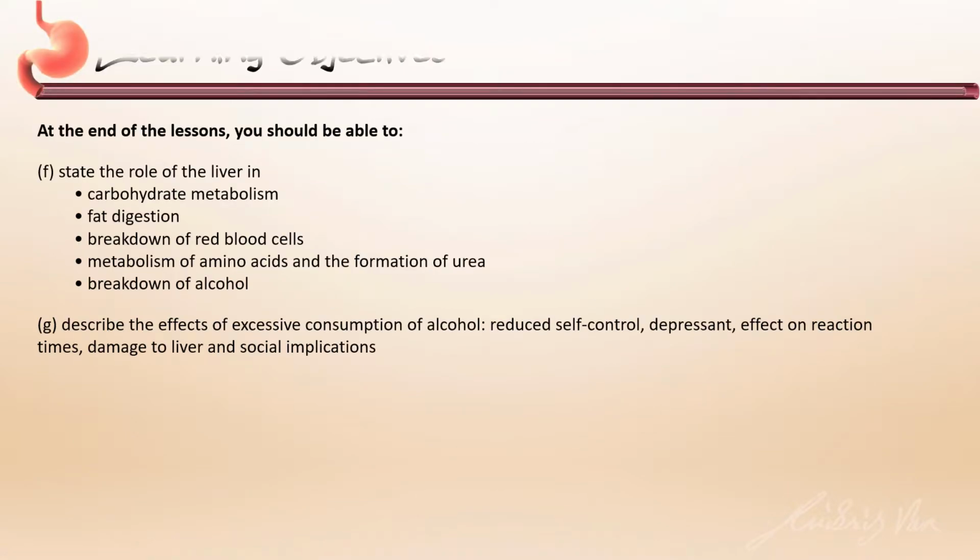Now, let us take a look at what the syllabus requires you to know. First, it is carbohydrate metabolism, which we will go into further detail in another chapter later down the road. But we will quickly go through this as it is inside your textbook for this chapter. Liver is also involved in something that you have learned, which is fat digestion, breaking down of red blood cell, the deamination of amino acid into urea, and lastly, breaking down of alcohol. So these are the 5 functions of liver you have to know for your O-level syllabus.